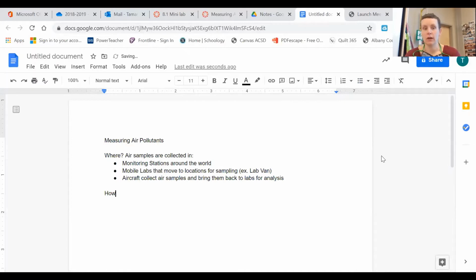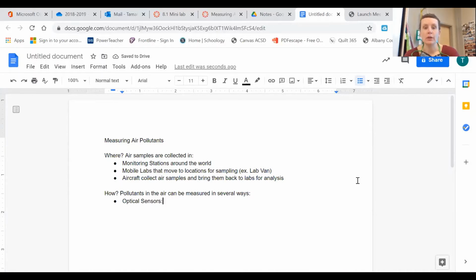Okay, how do we measure air pollutants? Okay, pollutants in the air can be measured in several ways. We'll make another bulleted list. We're just going to talk about two of these ways. There are others, but we're going to talk about two. Optical sensors.